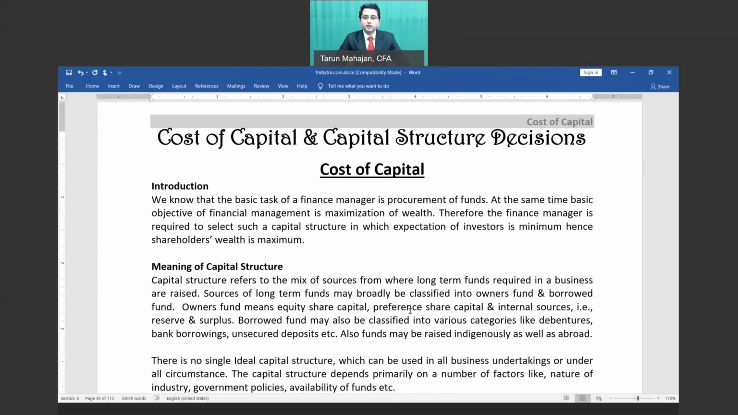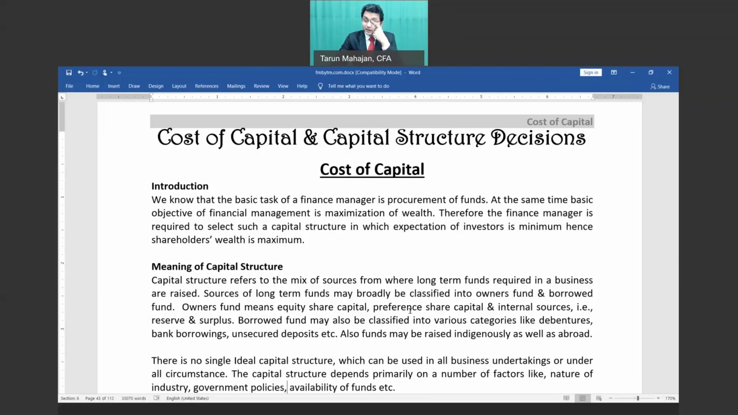What is the investment decision? That's very simple: where should I invest my money? Capital budgeting decisions are considered to be investment decisions. What are financing decisions? From where should I bring in money to support my business? That is the financing decision, and in this chapter, we are going to study that only.